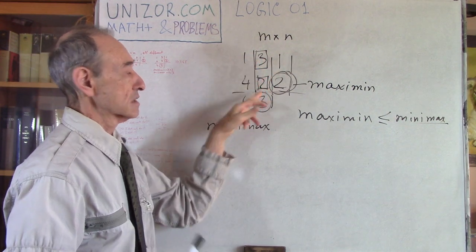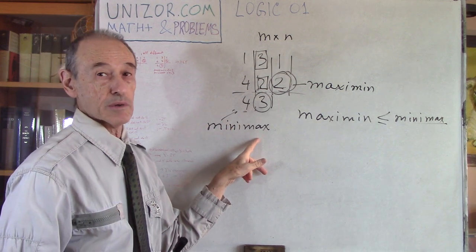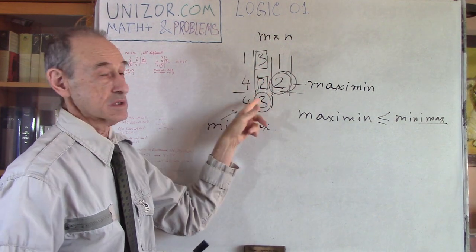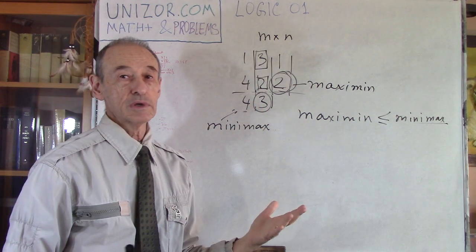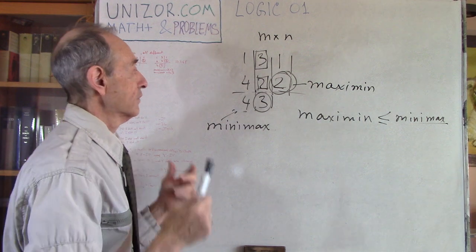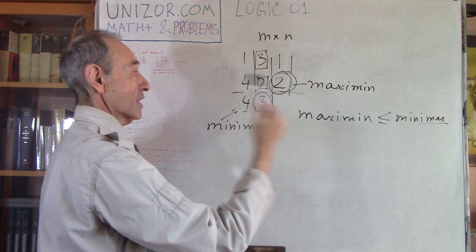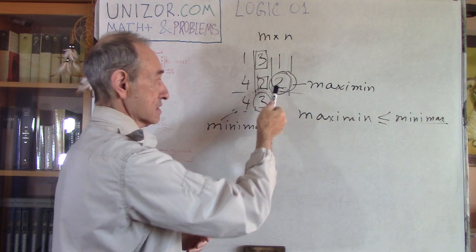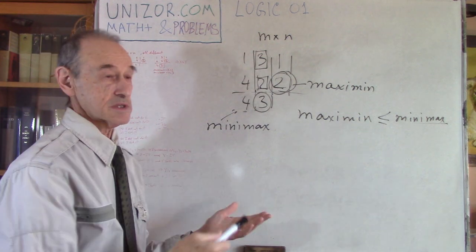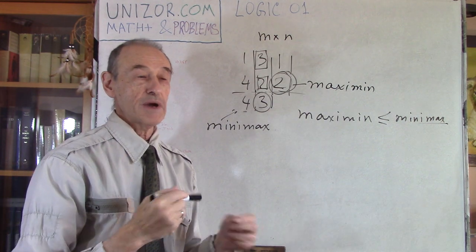So if minimax and maximin are in the same column, then minimax would always be greater because we start from choosing the maximum. We have chosen this one, and that is greater than this, obviously. Now, what if they are in the same row? Let's think about how to choose the maximin. We have the row and we have the minimum. So again, maximin would be less than minimax, because it's a minimum. And finally, the third case, when they are not in the same row and not in the same column. Let's say it's this and this. Well, in this case, we will find something in between.